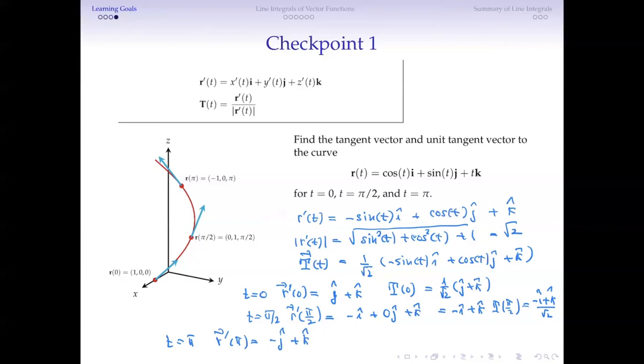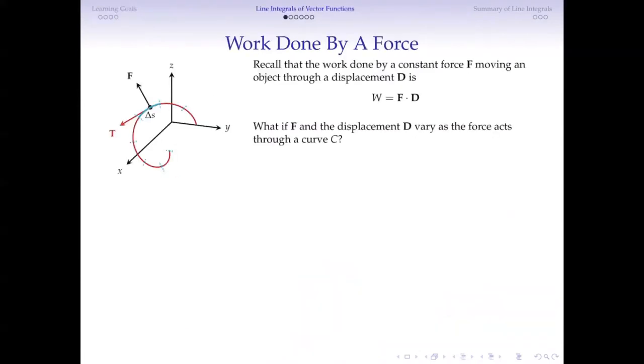Now again, that looks about right. We're decreasing in the y direction and increasing in the z direction, so that looks like that's what this vector here is doing. Finally, the unit tangent, capital T at pi, is just the normalized version of this vector. So we have that factor 1 over root 2 multiplying minus j plus k.